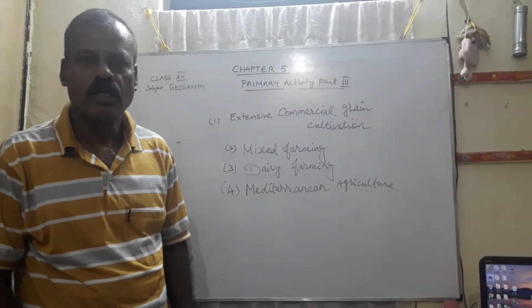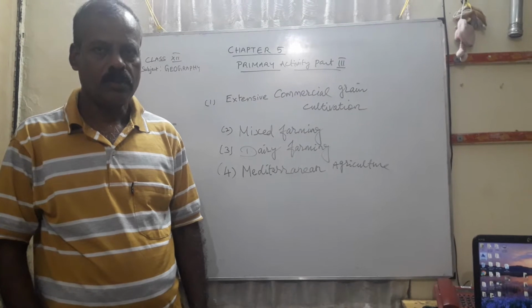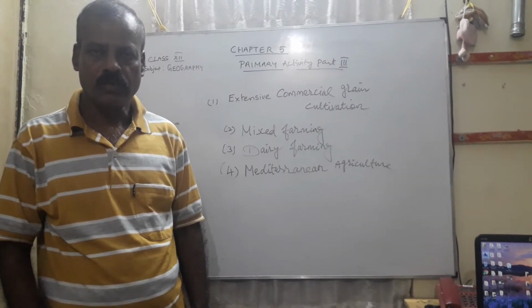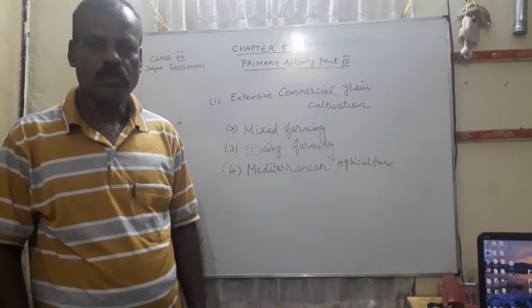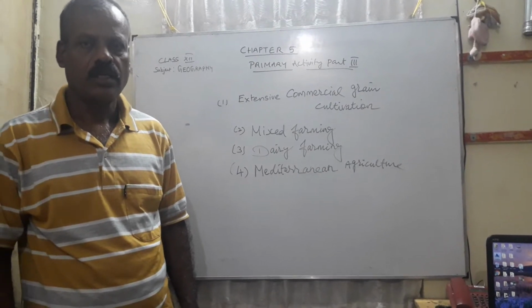Good morning, children. Today I am going to take human geography, chapter 5, primary activity. I have already completed primary activity part 2, plantation agriculture. And today I am going to take part 3 in primary activity.